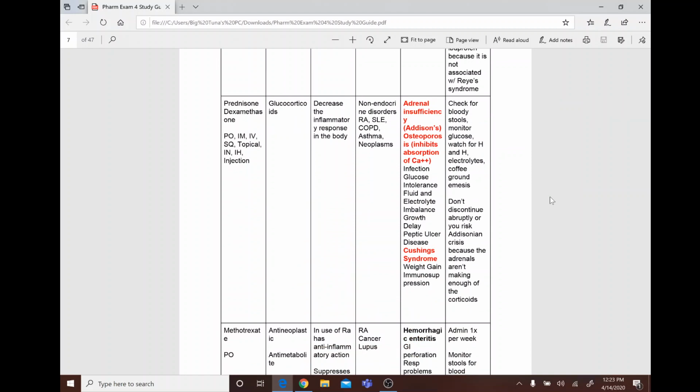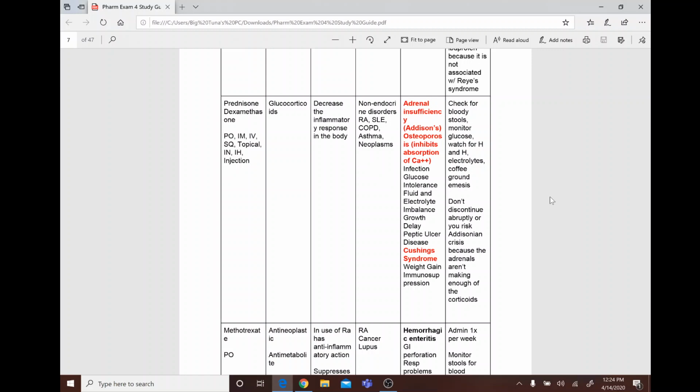All right, prednisone, dexamethasone are the glucocorticoids. Give PO, IM, IV, sub-Q, topical, inhalation, intranasally, injection. Glucocorticoids decrease the inflammatory response in the body. The glucocorticoids are used for non-endocrine disorders, RA, SLE, COPD, asthma, and neoplasms. Glucocorticoids may cause adrenal insufficiency, osteoporosis, infection, glucose intolerance, fluid and electrolyte imbalance, growth delay, peptic ulcer disease, Cushing syndrome, weight gain, and immunosuppression.